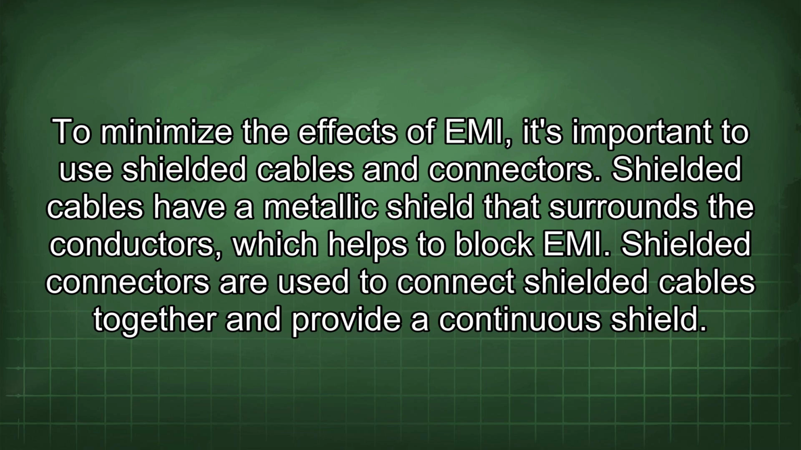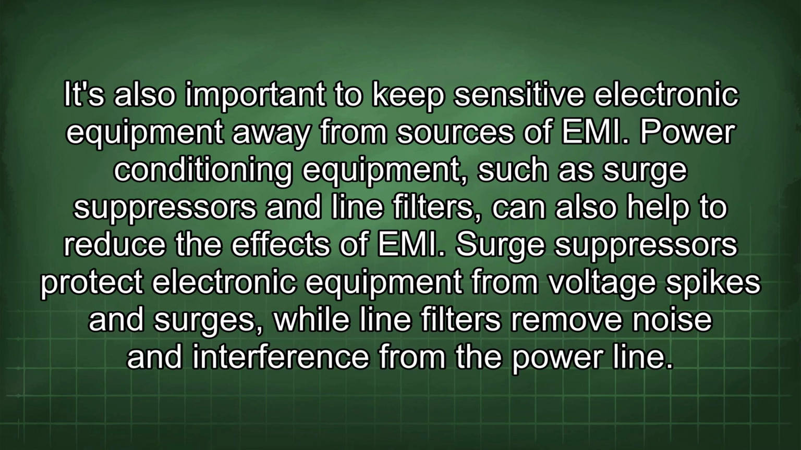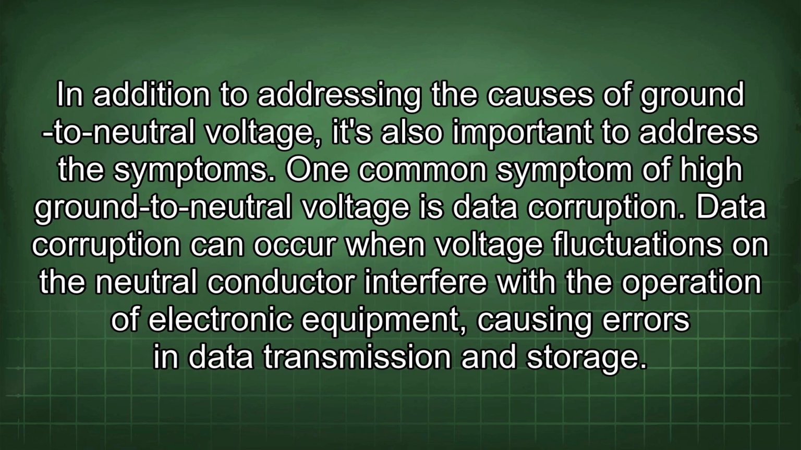Shielded cables have a metallic shield that surrounds the conductors, which helps to block EMI. Shielded connectors are used to connect shielded cables together and provide a continuous shield. It's also important to keep sensitive electronic equipment away from sources of EMI. Power conditioning equipment, such as surge suppressors and line filters, can also help to reduce the effects of EMI. Surge suppressors protect electronic equipment from voltage spikes and surges, while line filters remove noise and interference from the power line. In addition to addressing the causes of ground-to-neutral voltage, it's also important to address the symptoms.